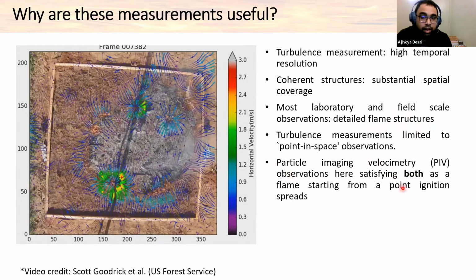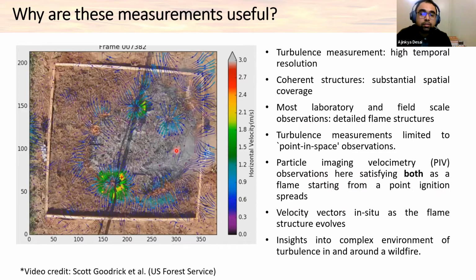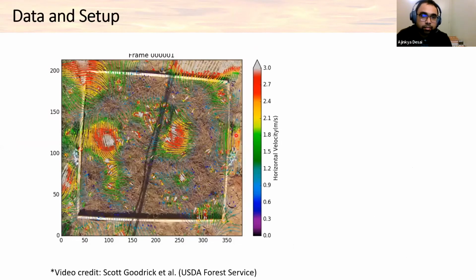In this analysis, we have high frequency PIV data, which covers a relatively sizable area in space, but also has a high temporal resolution. So it satisfies both these criteria mentioned above, which is why it's useful in tracking velocity vectors within the site as the flame structure evolves, as the fire spreads away from the ignition point. This gives us some new, different insights into the environment around a fire, with focus on turbulence arising from fire-atmosphere interaction. I have here a video.